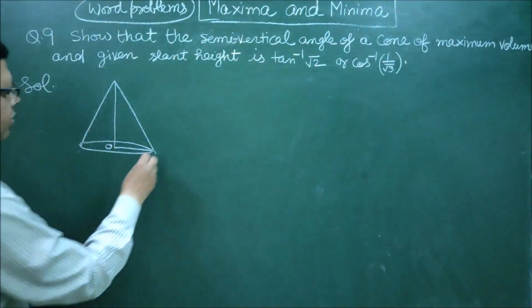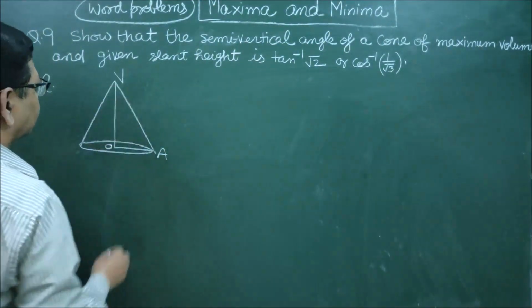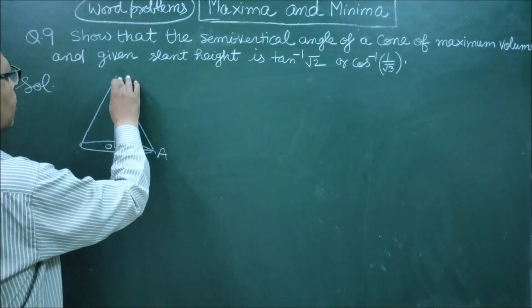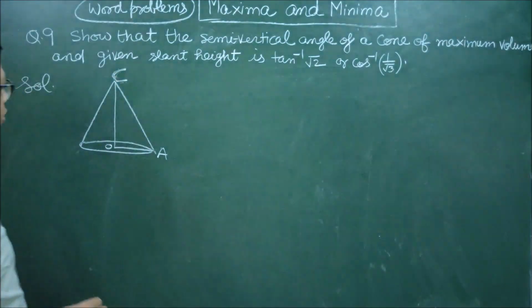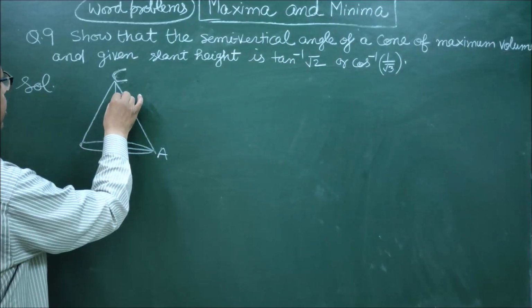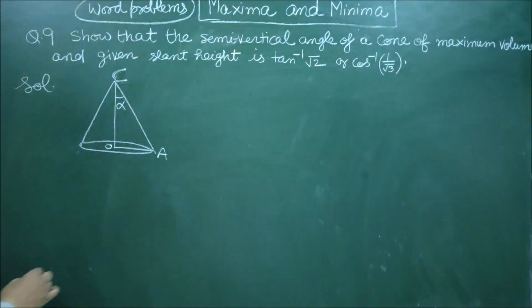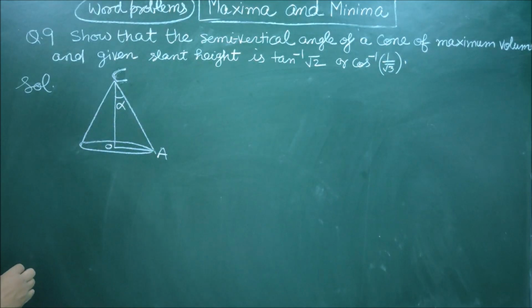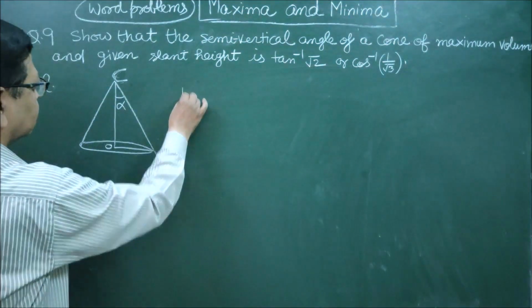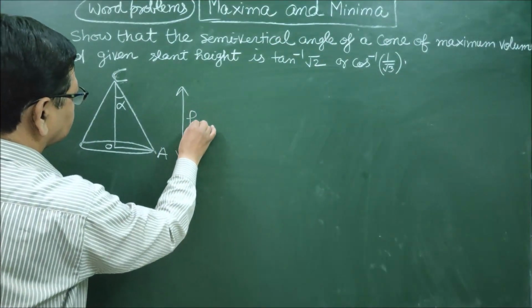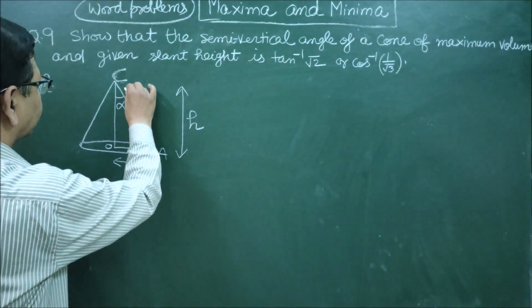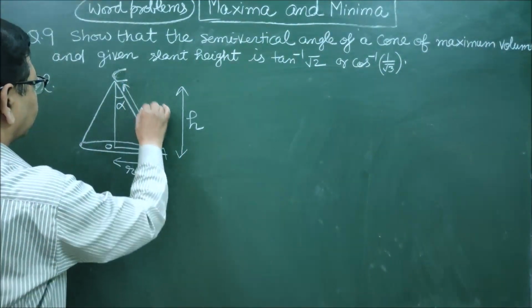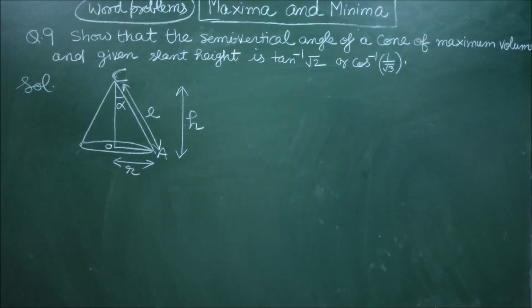O is the center, A is the vertex V, or we can say V is already in the question, so I can take this as C. Let the semi-vertical angle be alpha, the height of the cone be H, the radius be R, and the given slant height be L. Vertical height H, radius R.